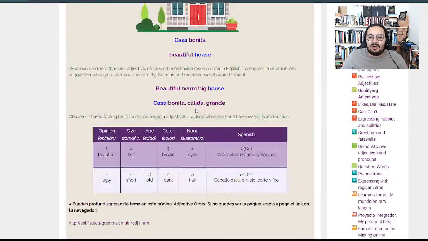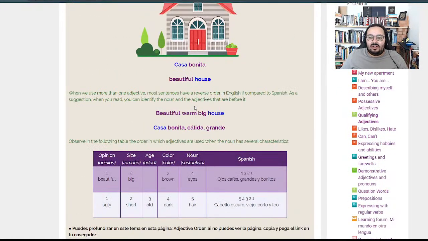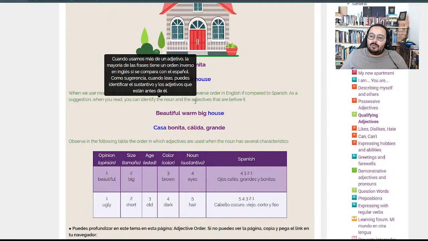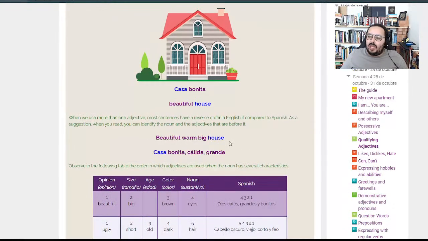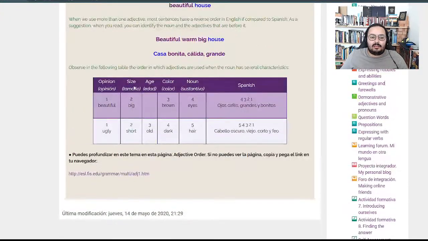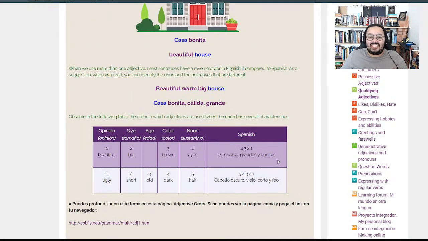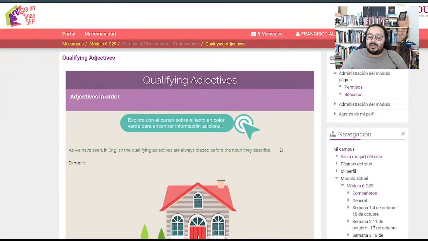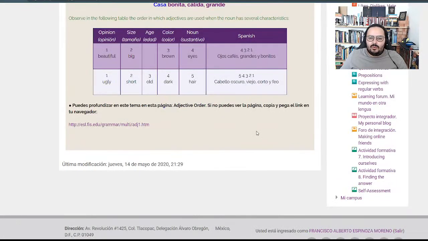Okay, this is quite important because whenever we want to describe something, we have to rely on this structure and on this order. If we say brown, big eyes, beautiful, it doesn't make sense. But if we say beautiful, big, brown eyes, well, my goodness, you sound like a native. Okay? So take this into account. The order is very important. Don't forget the order while describing.